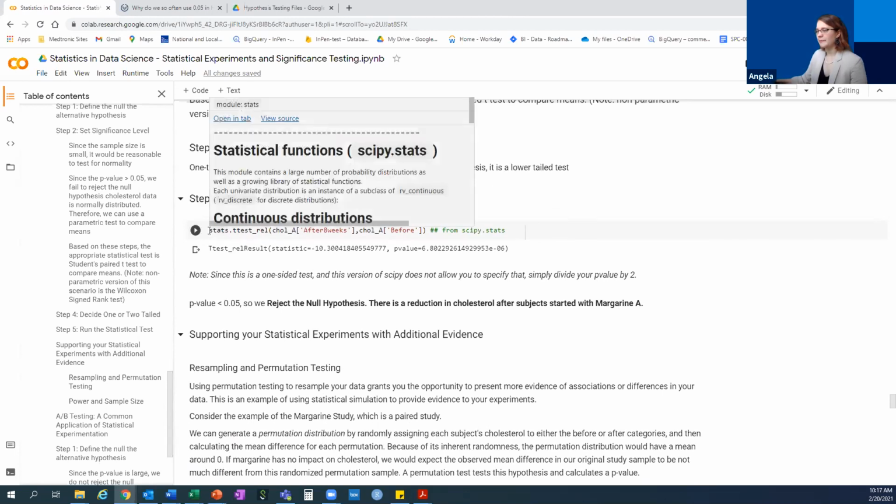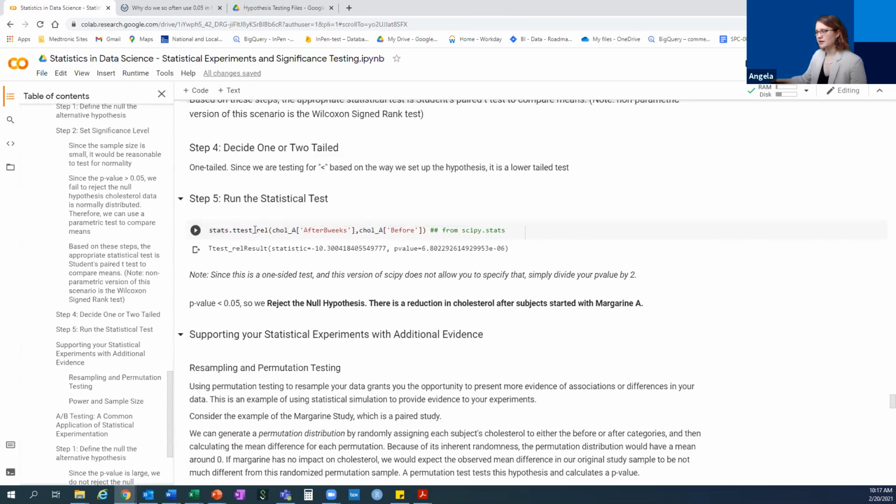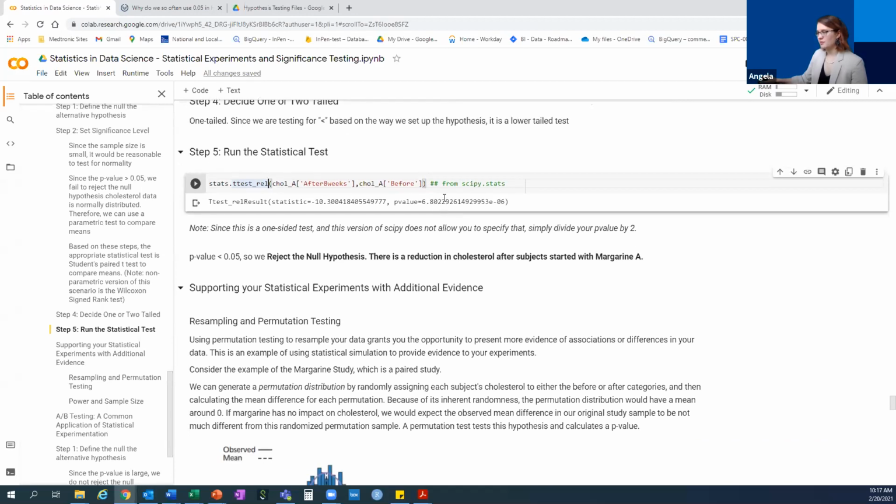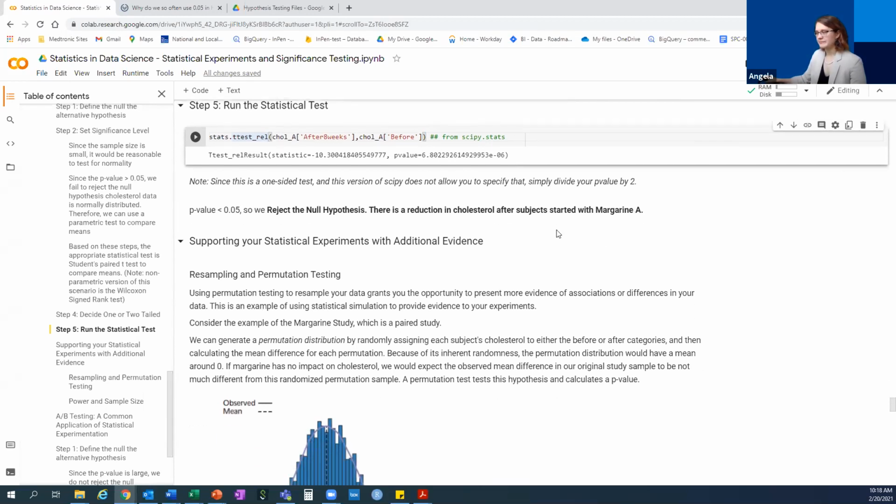So to run this, ttest_rel is the student's paired t-test in scipy stats, and you'll see a very small p-value. Since this is a one-sided test, you want to divide your p-value by 2. That's just a common step. Some functions will allow you to specify that as a parameter, but you'll get the same result either way. So you can divide this p-value by 2, still obviously very small, so we reject the null. There is a reduction in cholesterol after the subject started introducing margarine A.